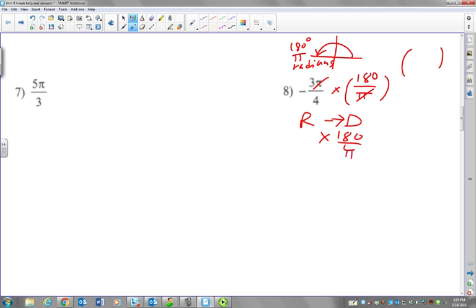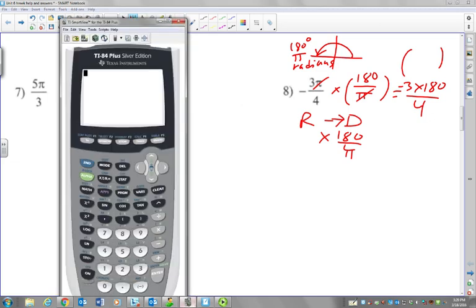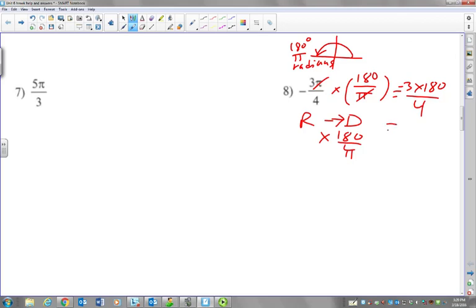Cool. So when we do that, the pi's cancel out, and we're left with 3 times 180. Oops, it's a negative 3. Don't forget the negative, over 4. And then we can use our calculator there and go negative 3 times 180, and then divide that whole thing by 4. And so we get negative 135. So our answer there is equal to negative 135 degrees. Nice. And so that's our answer for number 8.